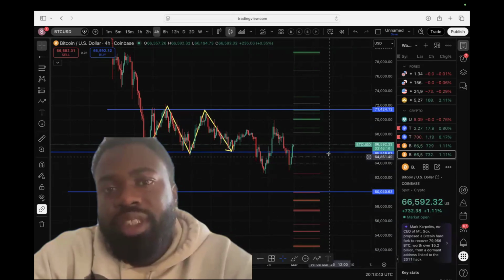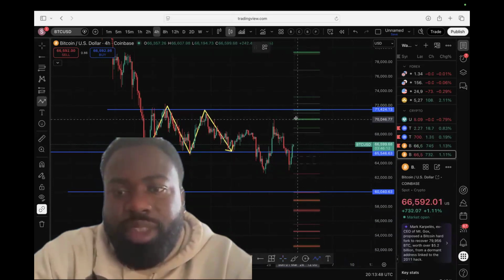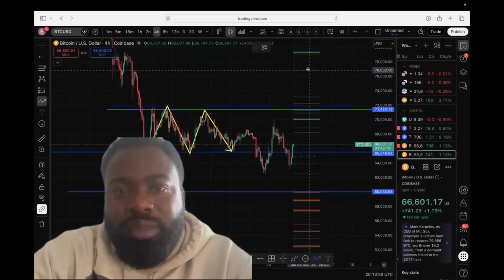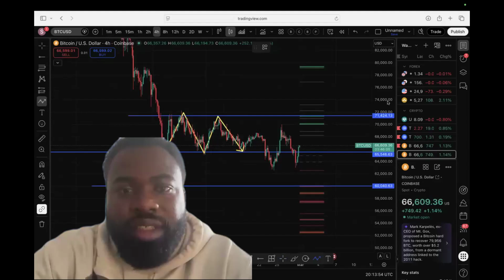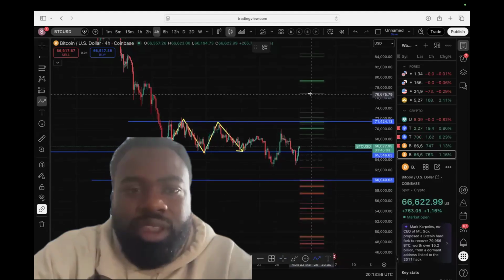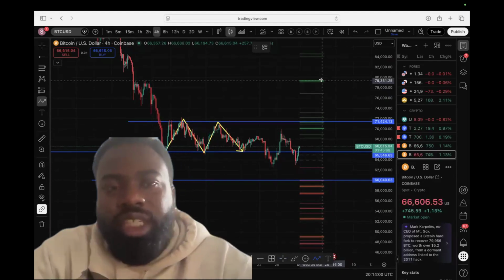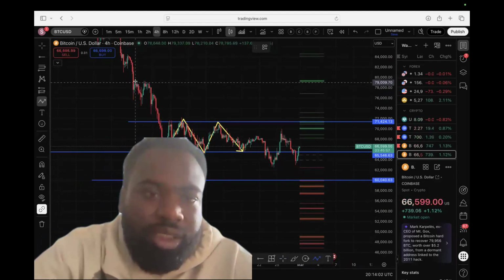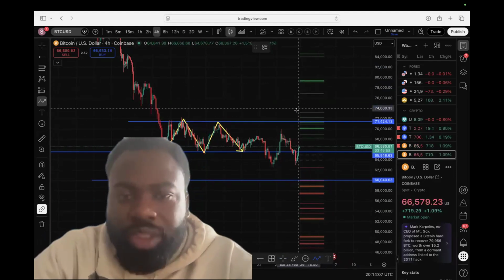The HTF shows you exactly where the money is. So we see we got money right here, we got money right here, and we got money right here. Notice that all the people are putting their liquidations above right here because there's money right here. This is pro stuff. That's how people trade.